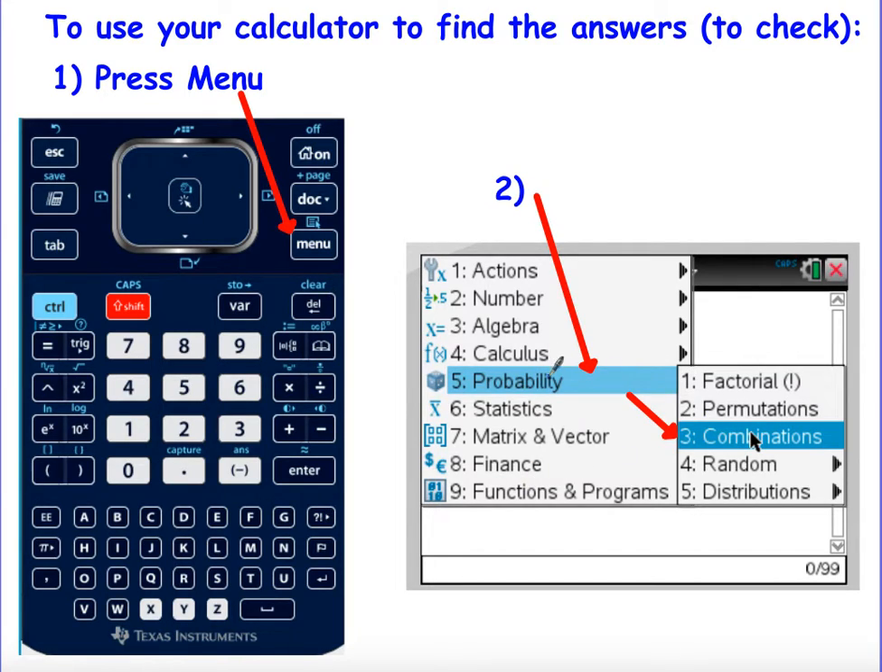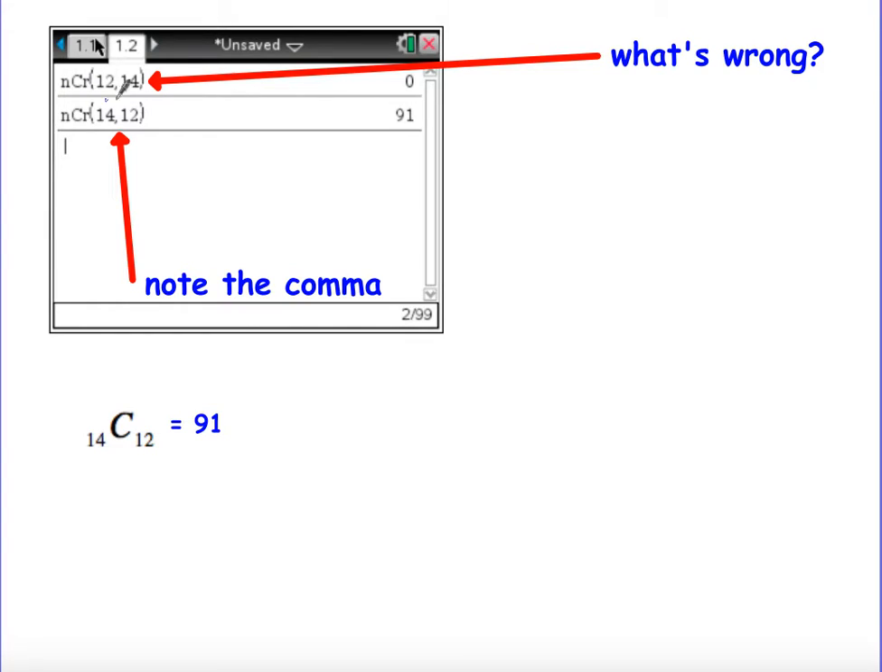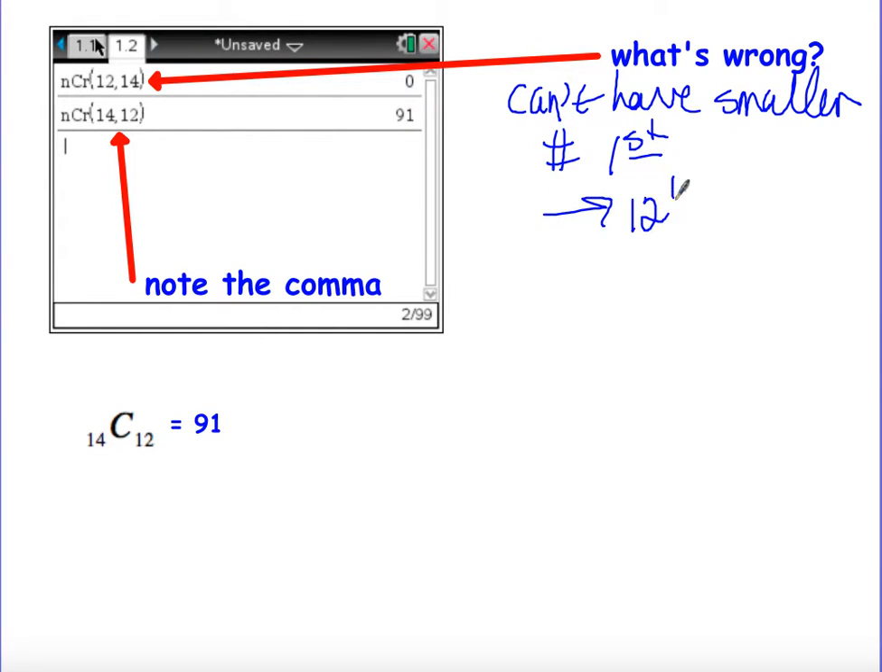So anyways, menu, option 5, option 3. And when you type that option 3, NCR pops up. And if you type it in like this, that's wrong because you have to have the largest number first. You can't have the smaller number first. Because what this is saying is the 12th row, 14th term, and that simply does not exist. It's not that there's no solution, it doesn't exist at all.